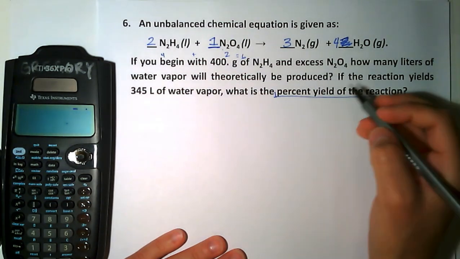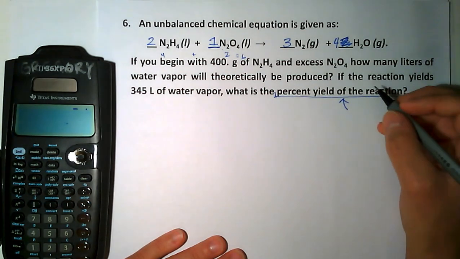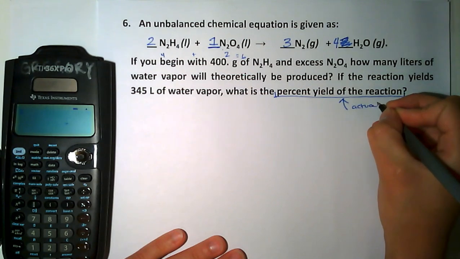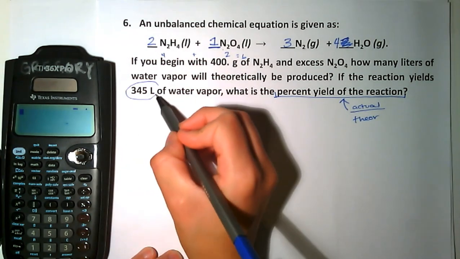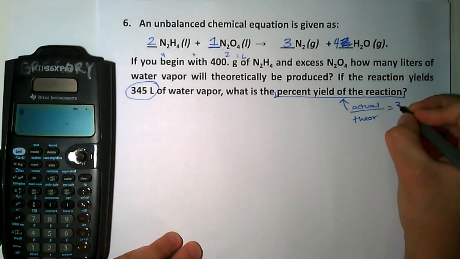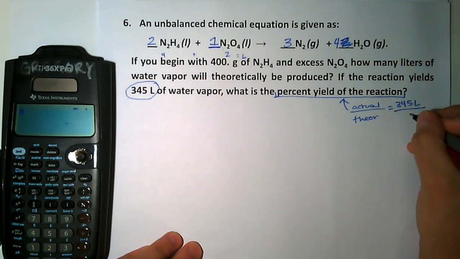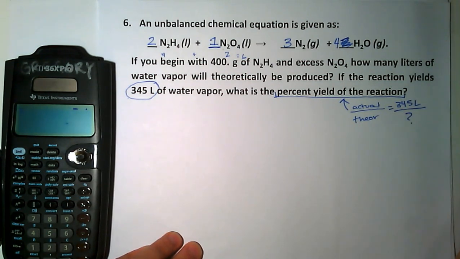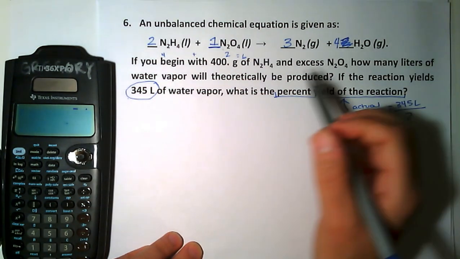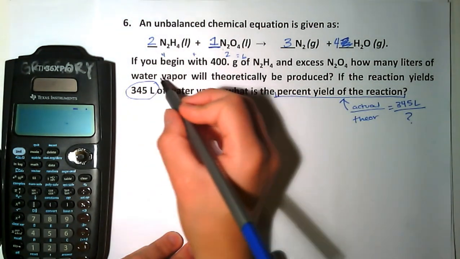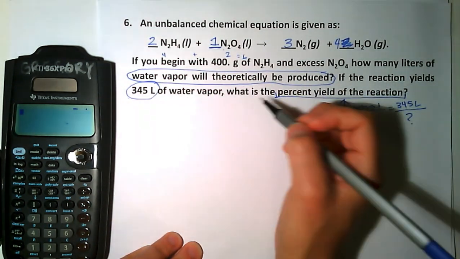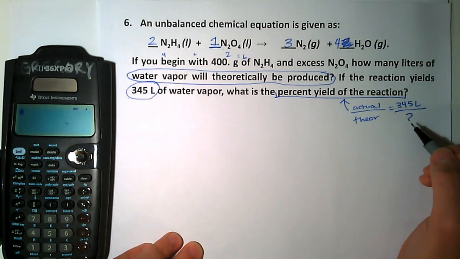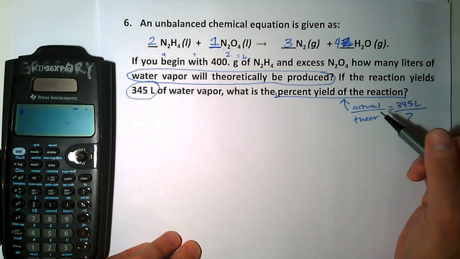So ultimately, what we want to find is percent yield. So we want to do actual divided by theoretical. And it already gives us the actual yield. It tells us that it yields 345 liters. So we just need to find the theoretical yield to be able to solve for the percent yield. And it's also asking us to find how much water vapor will theoretically be produced. So it wants the theoretical yield of water vapor, which is just what we need here. So we need to find both things. This is just a percent yield problem. It just states the problem slightly differently.